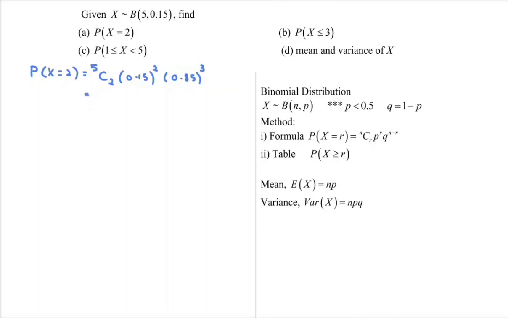By referring to the calculator, we will have the answer. The probability that X is equal to 2 will be equal to 0.1382.